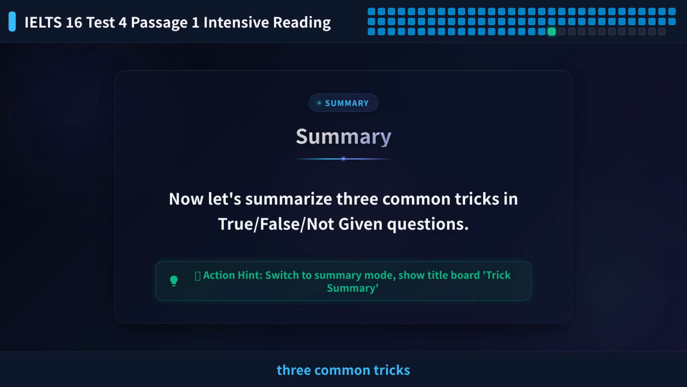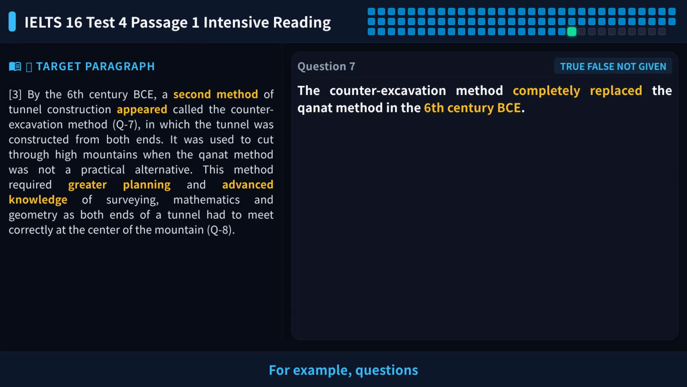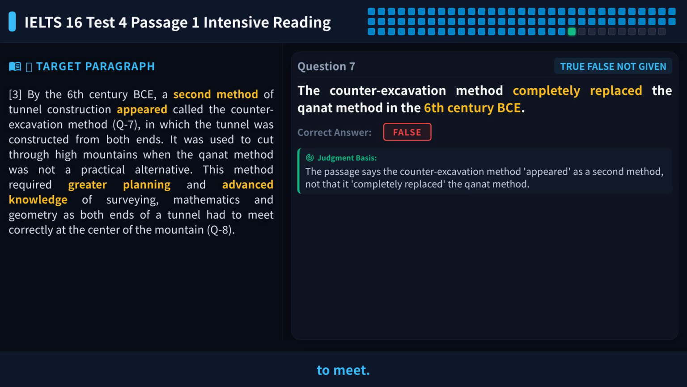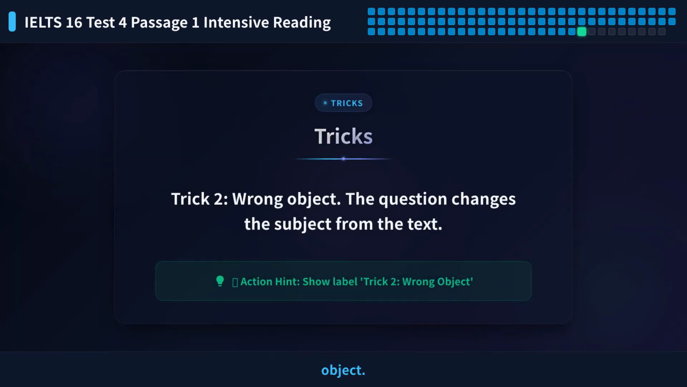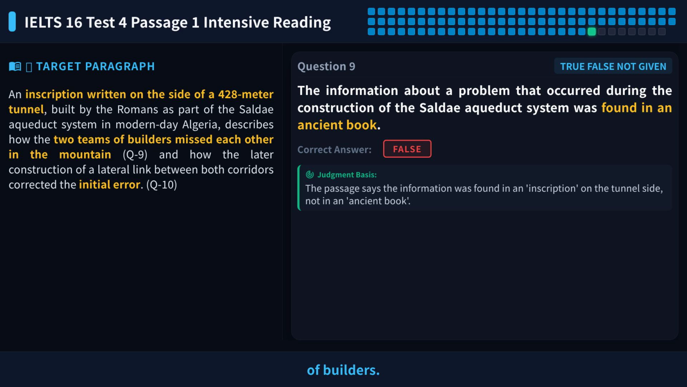Now let's summarize 3 common tricks in true-false not given questions. Trick 1, opposite meaning. The question says the opposite of the text. For example, questions 7 and 9. The question says the two parts of the tunnel failed to meet. The text says the two teams of builders missed each other in the mountain. Trick 2, wrong object. The question changes the subject from the text. For example, question 7. The text talks about two teams of builders. The question talks about two parts of the tunnel.